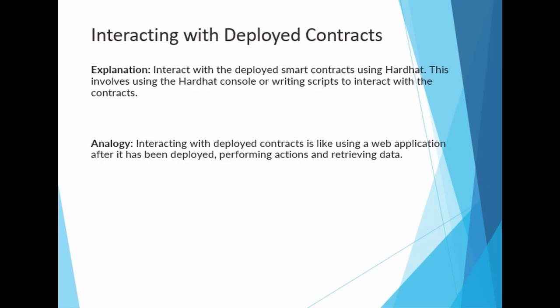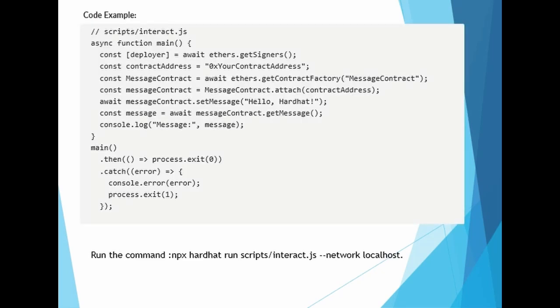Now we'll interact with the smart contract we deployed. It is like how we use a web application after it has been deployed, performing actions and retrieving data. The code first retrieves the deployed data and also the address of the deployed smart contract. It attaches to the deployed contract and sets the message in the contract to hello hardhat, then retrieves the current message from the contract, logs the retrieved message to console, and again checks for successful or unsuccessful interaction.